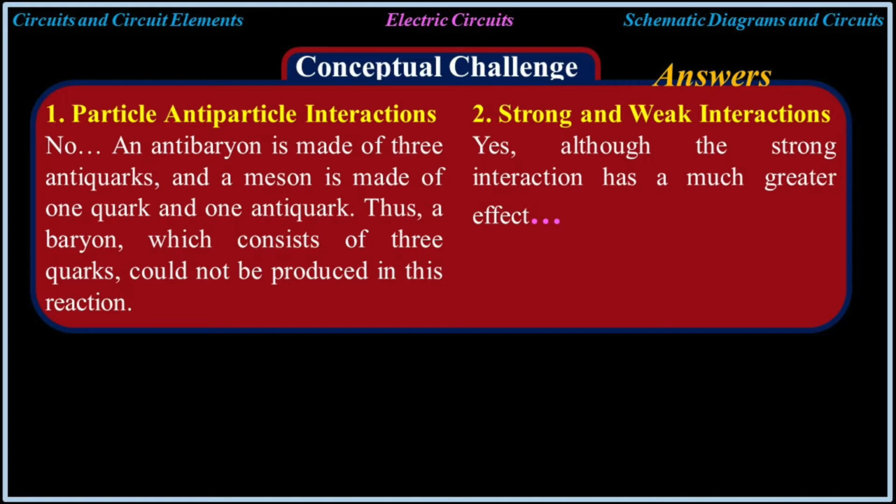Particle-antiparticle interactions? No. An antibaryon is made of 3 antiquarks, and a meson is made of 1 quark and 1 antiquark. Thus, a baryon, which consists of 3 quarks, could not be produced in this reaction. Strong and weak interactions? Yes, although the strong interaction has a much greater effect.